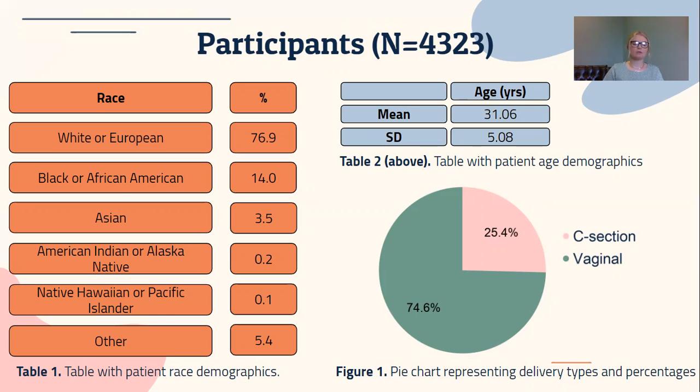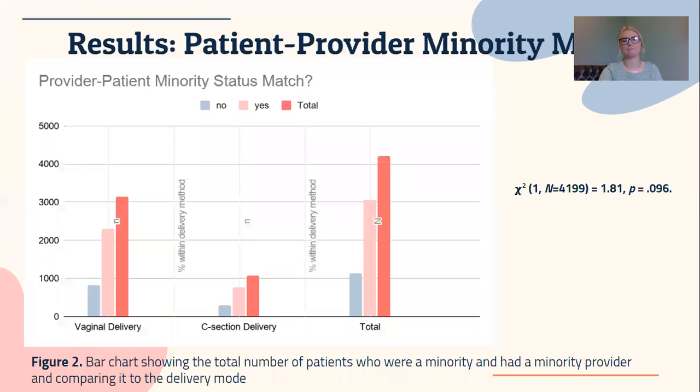74.6% of participants delivered vaginally, and 25.4% delivered via C-section. A chi-square analysis indicated that the proportion of patients who delivered via C-section did not significantly differ by sharing minority status with their provider. Essentially, patients that shared a minority race status with their provider were not more likely to deliver by C-section. And to note, 125 cases were missing in this analysis, as some patients did not indicate their race in their medical records.